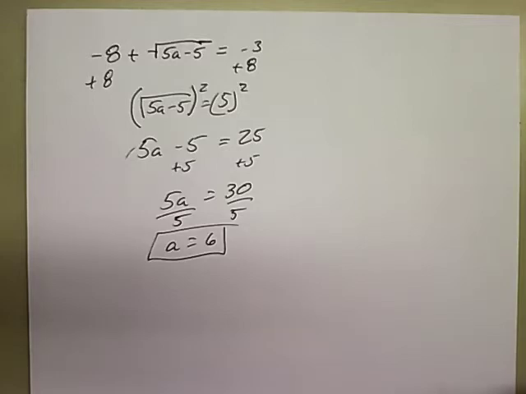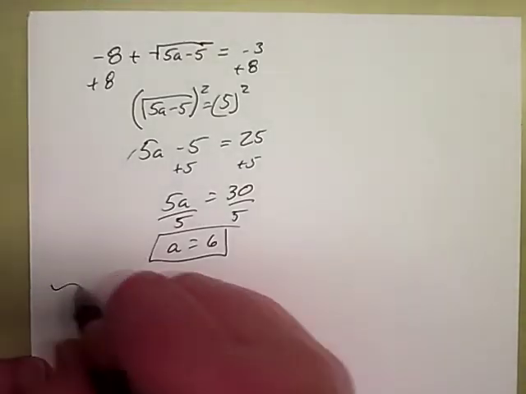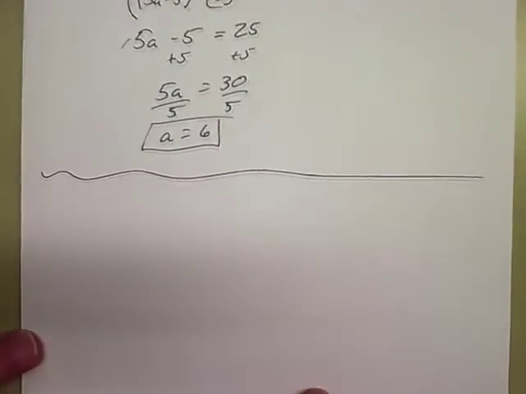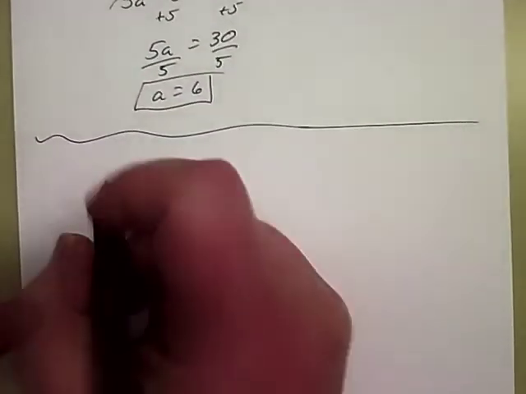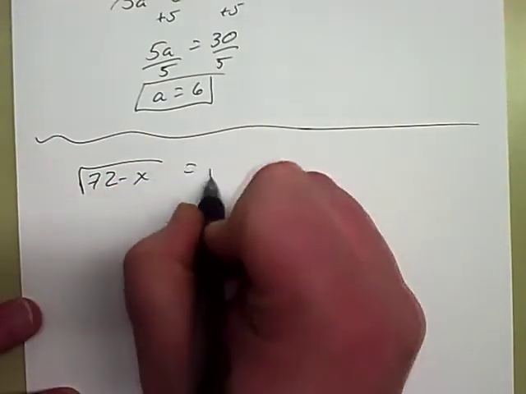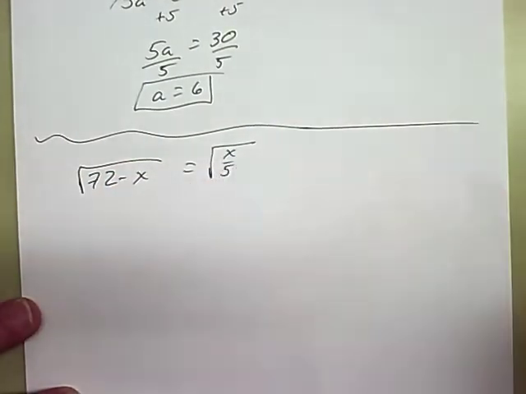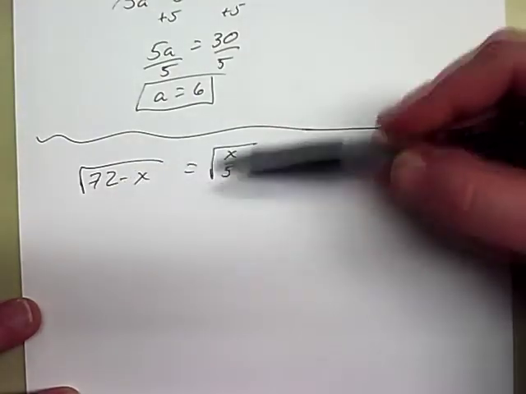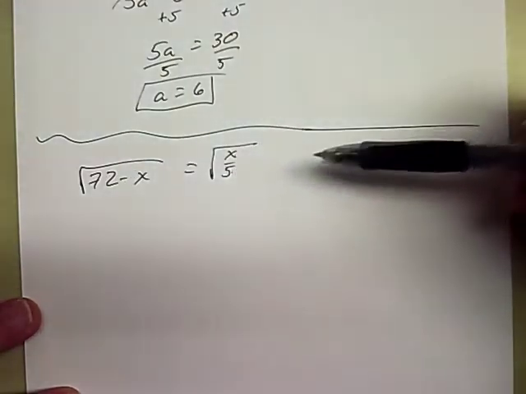All right, let's do one more example. This next example, a lot of people get hung up on for some reason. So I'm going to go over this one and kind of walk our way through this next one. Okay, the square root of 72 minus x equals the square root of x minus 5.